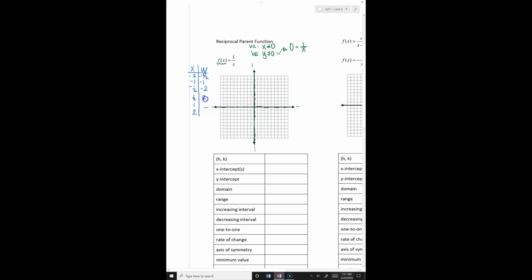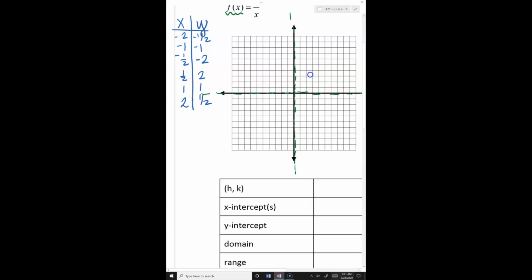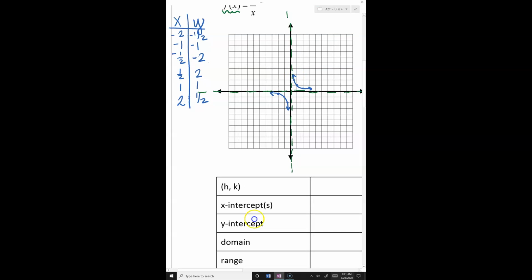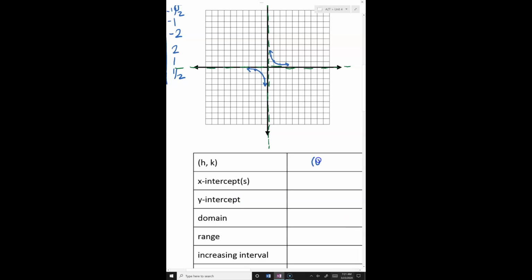If we plug in 1/2, we get 2, 1, and 1/2. If you struggle with that idea, definitely write it out, so you can see it. So -2, -1/2, -1, 1, and then 1/2, 2. And ladies and gentlemen, there is your reciprocal function. It's cute. Okay, so our HK is 0, 0. There isn't an x-intercept, nor is there a y because we have asymptotes on the axes.